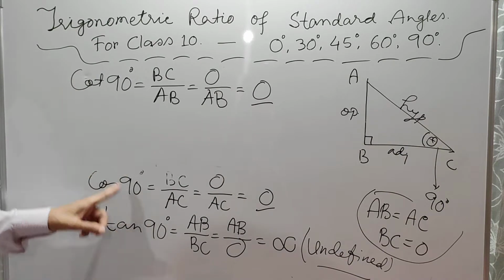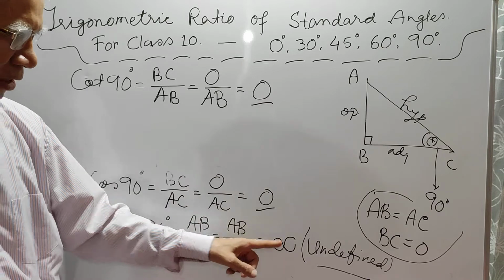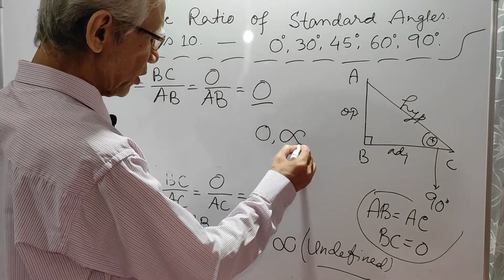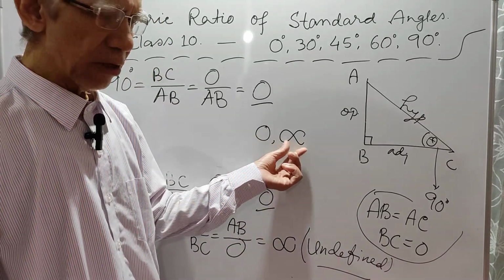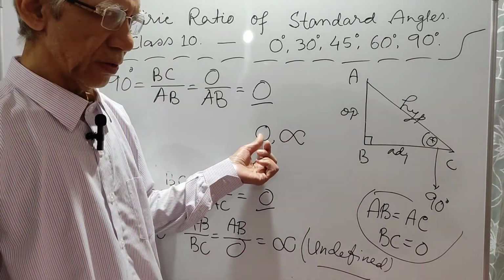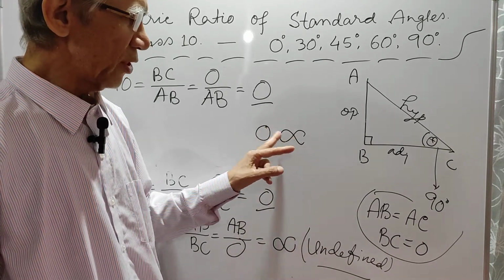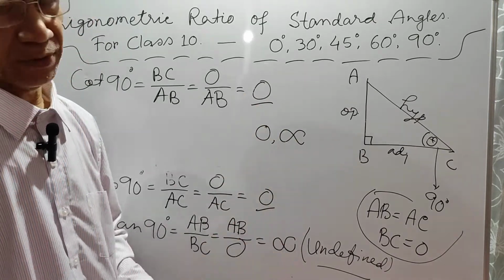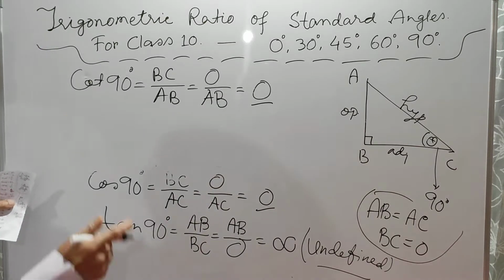Now cot and tan are reciprocal of each other. So 0 and infinity are reciprocal of each other. Remember, 0 and infinity, these two are reciprocal of each other. So 1 upon 0 is infinity and 1 by infinity is 0. Anything divided by 0 is infinity and anything divided by infinity is 0. Okay, now come to next, sec.